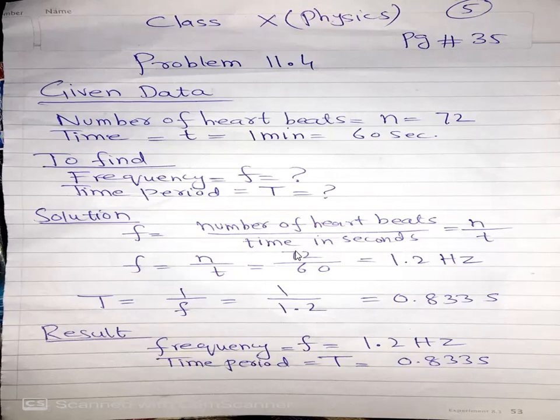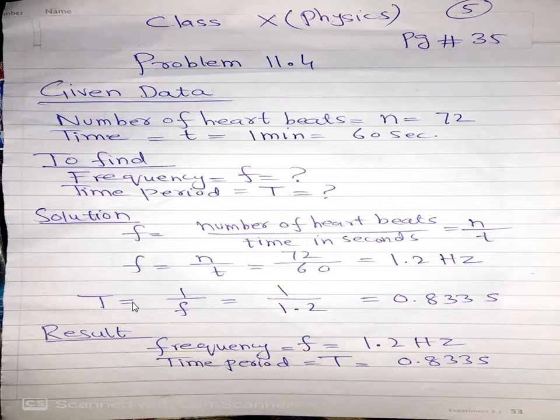n is 72 and time is 60. So 72 divided by 60, you will get 1.2 hertz, which is the unit of frequency. So what I did, I used this formula f is equal to n by t. n is the number of heartbeats, which is 72, and time is 60. So 72 divided by 60 is 1.2 hertz.